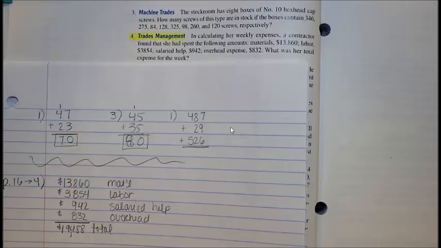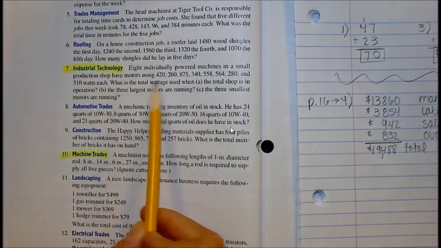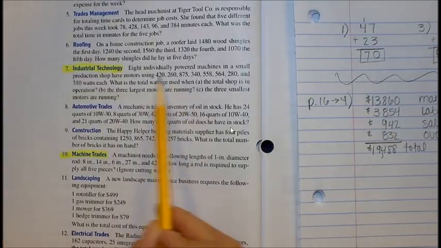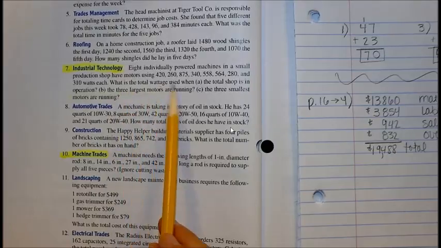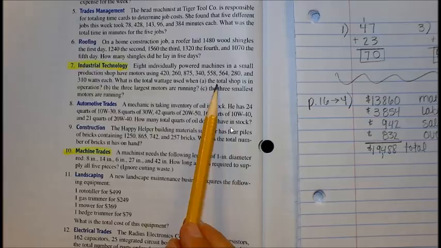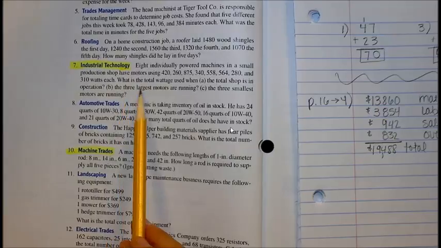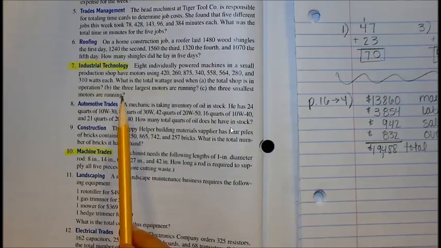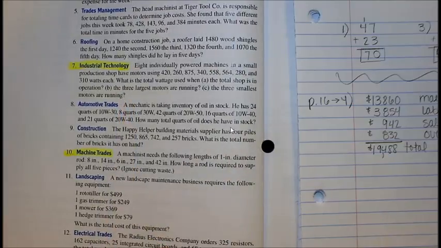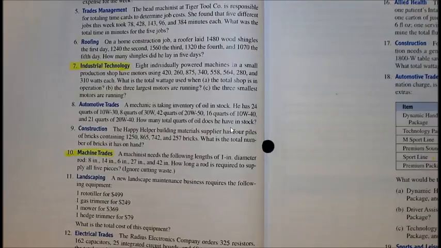Yeah, good. Another one here, number 7, it says we have 8 individually powered machines in a small production shop. They use motors that have 420, well, I'm not going to read all the numbers here, watts each. And it has a couple different looks here. It says, what is the total wattage used when, first, the total shop is in operation, so all of the machines. What is the total wattage for part B here? It says the 3 largest motors are running. And C, when the 3 smallest motors are running. So here, out of that list, after we do A, we got to pick out the largest and then the smallest. Go ahead and do parts A, B, and C for number 7.